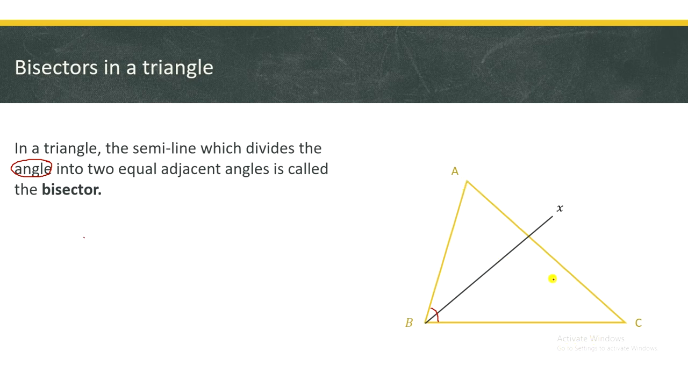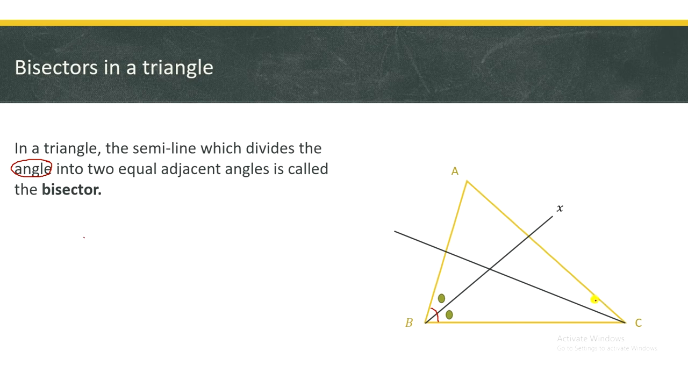This means the angle XBC equals the angle ABX, because BX is the angular bisector of the angle ABC. Angle XBC and angle XBA are adjacent and equal. This is the first angular bisector. The second one, this angle C: measure angle C by using the protractor and divide it into half.